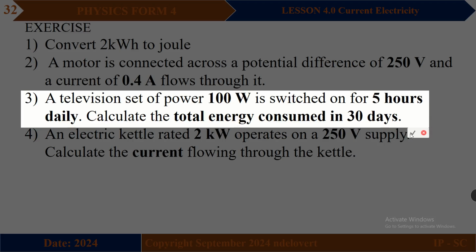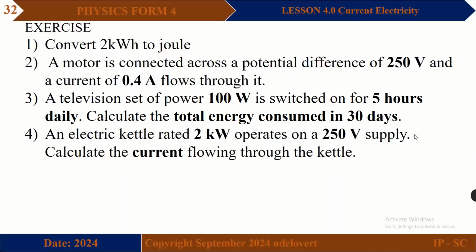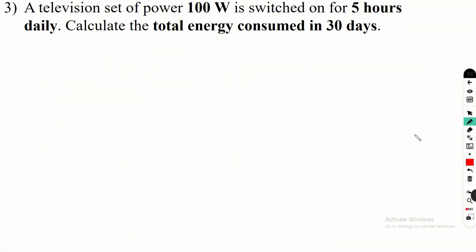Now, in number 3, I've given us a big equation now. The average set of power, 100 watt, is switched on for 5 hours daily. Calculate total energy consumed in 30 days. So first they've given us this one, and they're giving us this one, and they're asking us to calculate what? This. And we have to understand the meaning of this. So calculate means find, right?